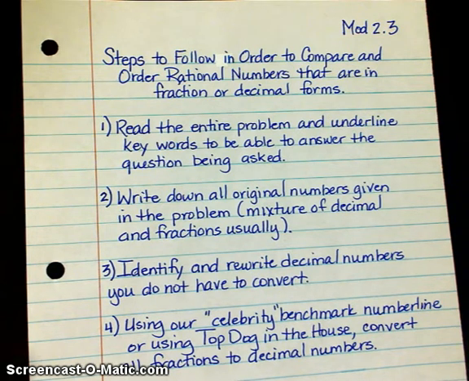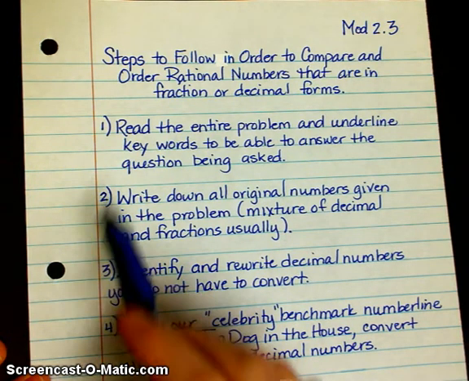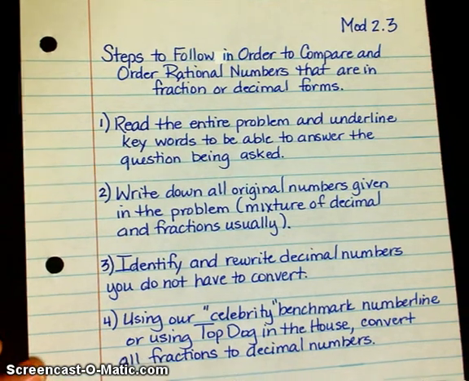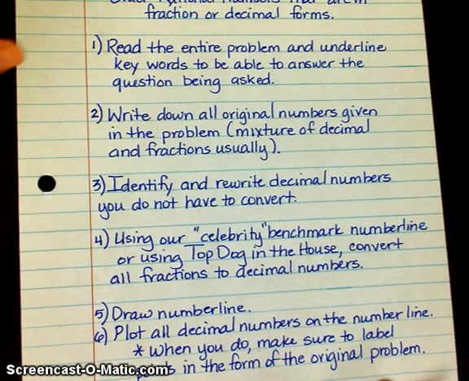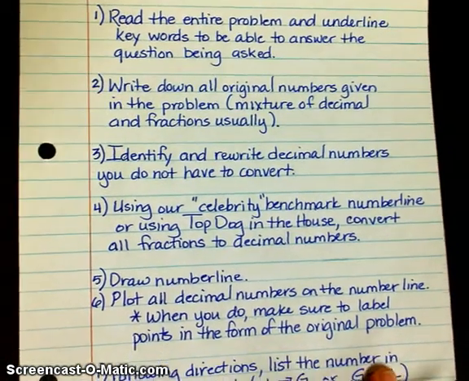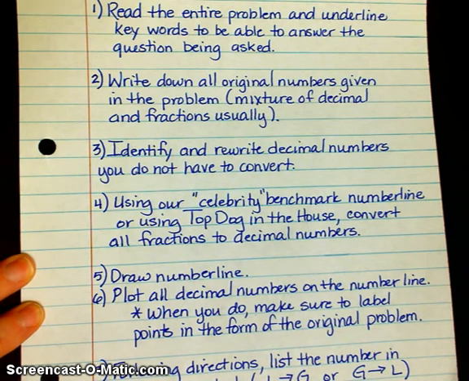You'll see right here that this goes with lesson 2.3, and the title of this particular video is going to be Steps to Follow in Order to Compare and Order Rational Numbers that are in fraction or decimal form. Now, I'm going to go over the steps first, okay? As I move this up, you'll see that I have listed a total of 7 steps that you guys have to be able to complete for every one of these problems.